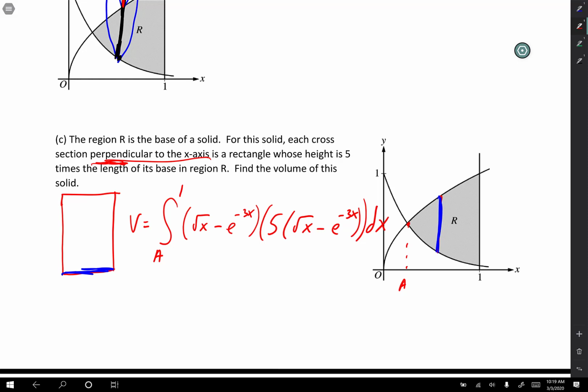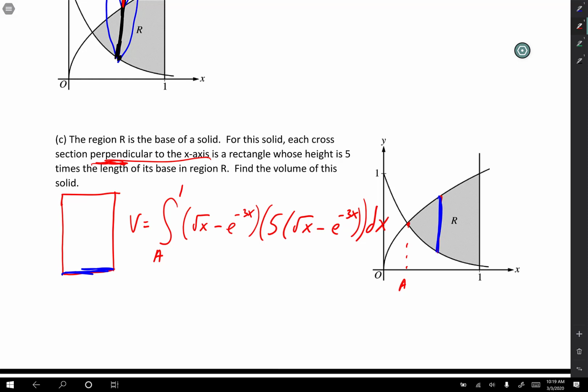Does that make sense? So if I'm 5 times that, there it is, 5 times that. Cool. Cool or not cool? So this is my integral that will give me my volume. Did you just put the square root of x minus e to the x in square? Yes, that's what I was about to do, miss. You're already one step ahead of me.